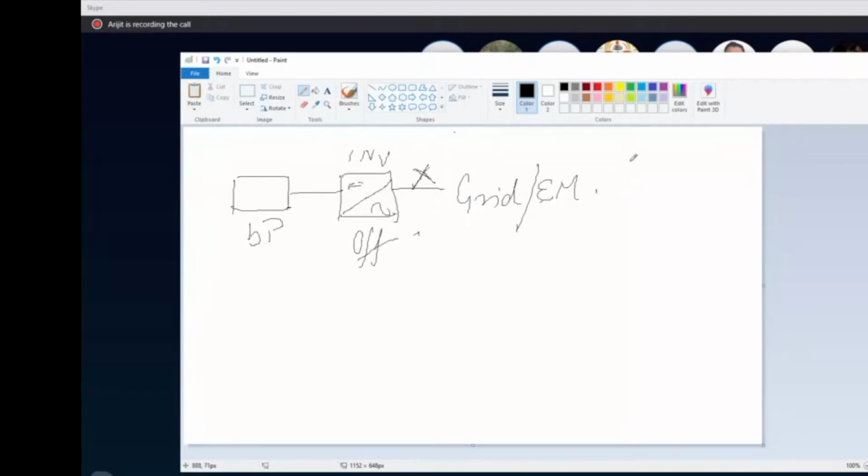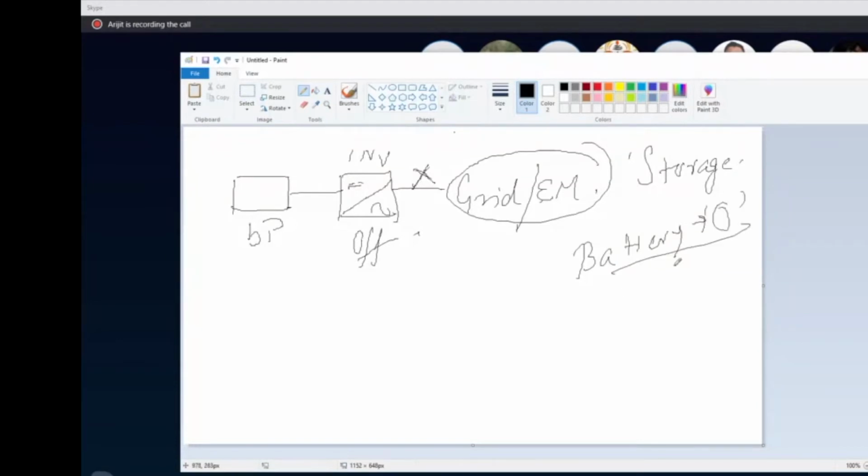Now, what is the advantage? Here we are using the grid as our storage device. That means the cost of battery here is 0. So we are saving on the battery part. So cost wise, grid tied is much more effective than an off-grid system. Obviously there are multiple protection systems that we will discuss later on with the class as the class progresses. This is just for the brief.